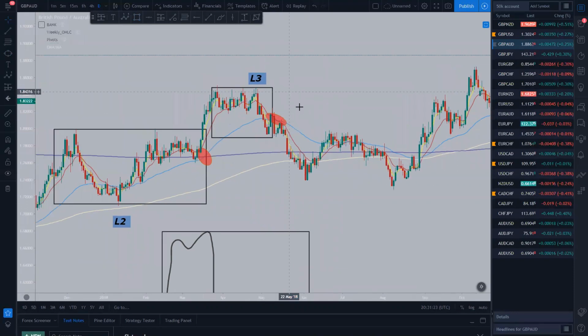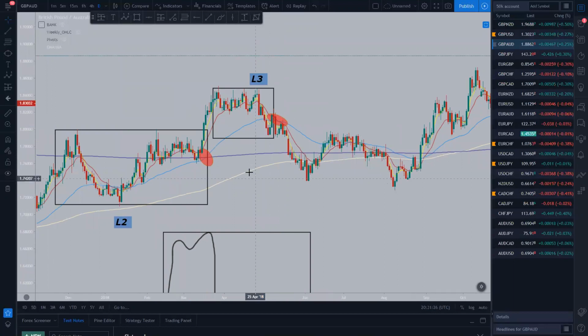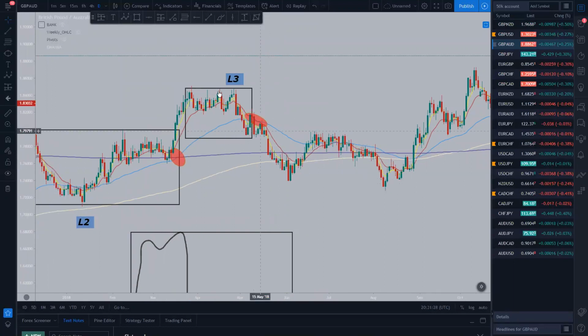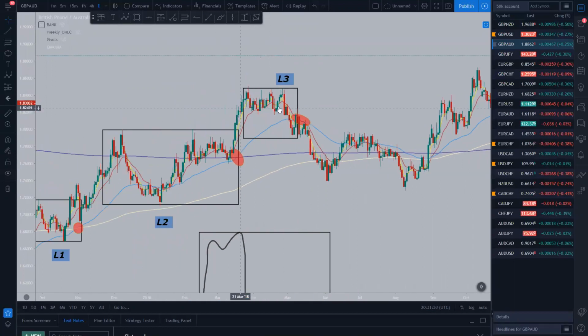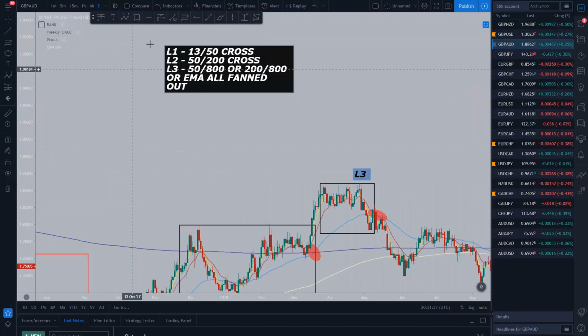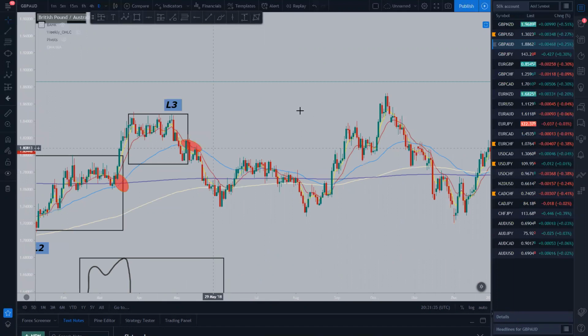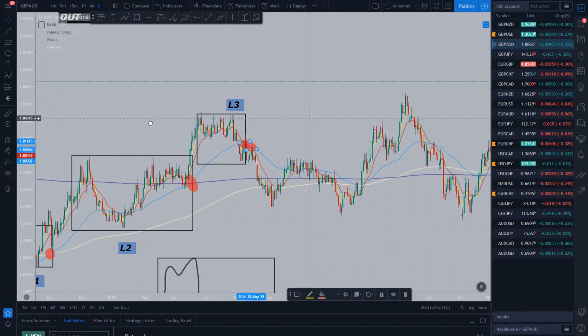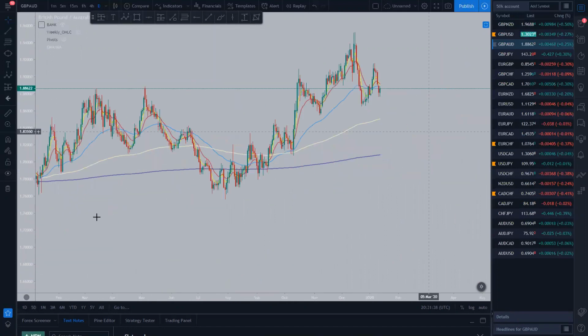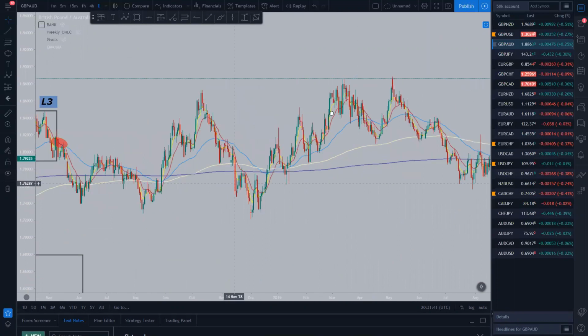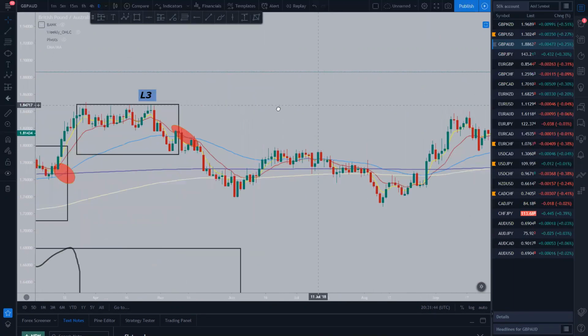Now, what is the significance of the 13 and 50 crossover? Especially coming out of the level 3, especially coming out of what could be an anchor. It could potentially be a level 1 move. So let's just imagine I don't know about any of this action, right? This is what I'm looking at. I'm looking at the present time, right?